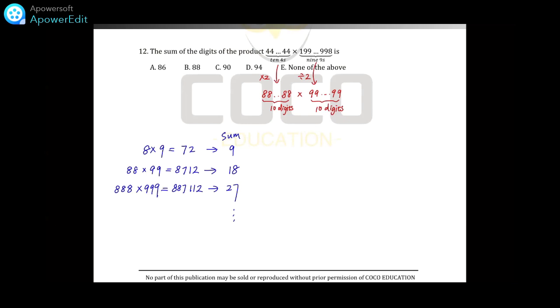And we can see that these are multiples of 9. 9 times 1, 9 times 2, 9 times 3. So when we got 10 digits, it will be 9 times 10. The sum of digits is 90. So we choose option C.